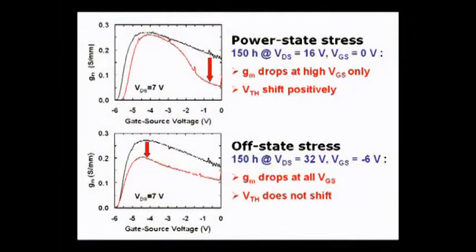However, from the GM characteristics, we can see that there is a different behavior. After power stress, GM drops only at high VGS, while after off-state stress, GM drops uniformly at all VGS. This can be correlated with a different localization of the generated traps.